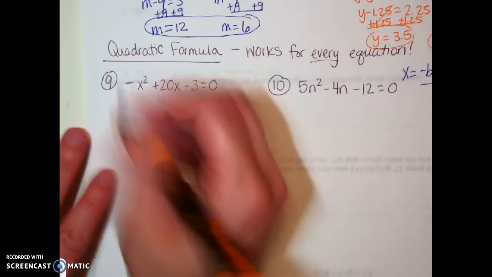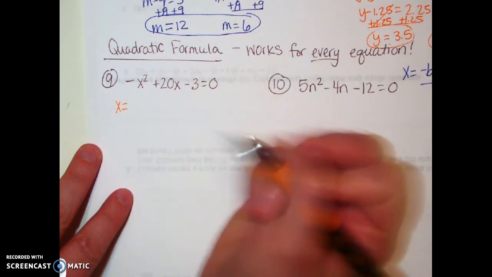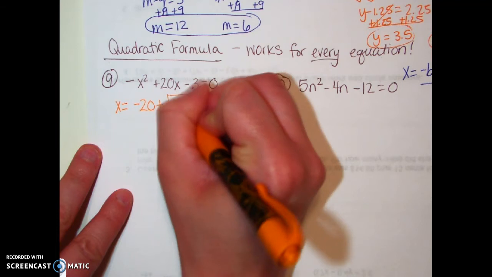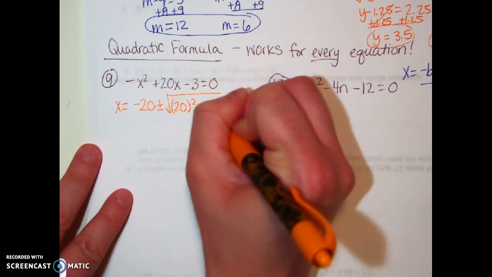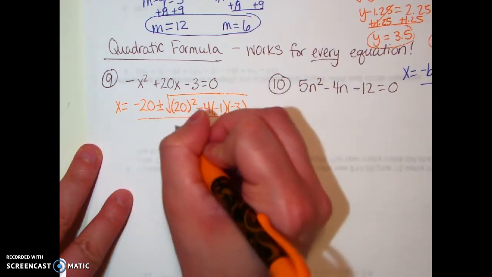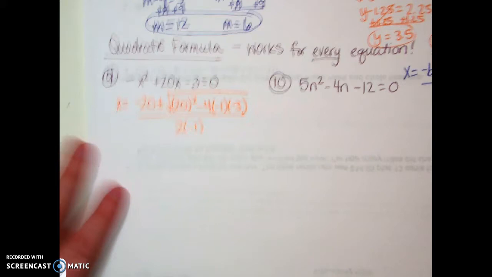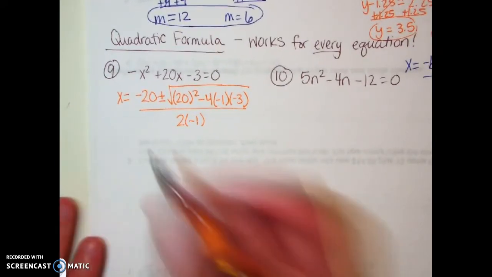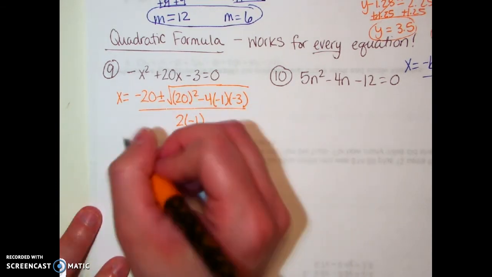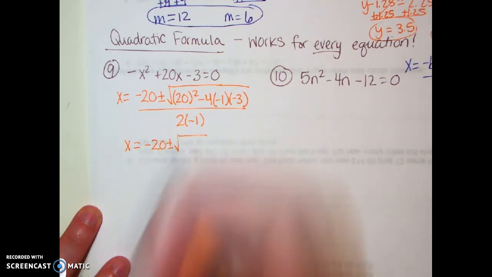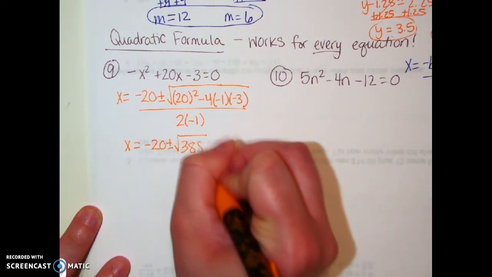So real quick, I'm going to plug stuff in for number 9. So that's x equals negative b is negative 20, plus or minus the square root of 20 squared minus 4 times negative 1 times negative 3. All over 2 times negative 1. Okay, so hopefully you substituted it in correctly. Now I'm going to multiply what's inside, so I get negative 20 plus or minus the square root of, I got 388 inside.